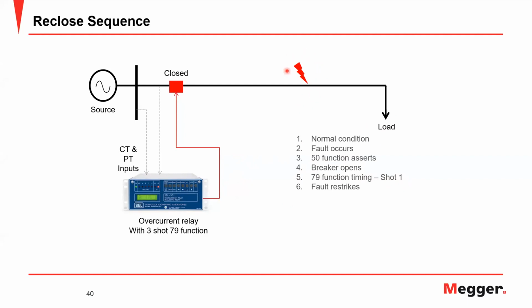Fault restrikes again. Okay. Most of the time, 50 functions are disabled after the first reclose. Actually, they're disabled before the first reclose. So now a 51 function takes over. This is intended to give that fuse time to blow this time. We don't want to lock out the whole feeder. We really want to just let that fuse blow this time.